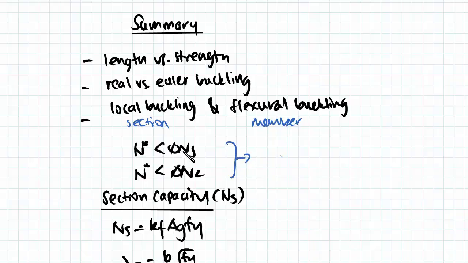Remember that we always want our columns or members to have sufficient capacity to support our design loads. So we always want capacity to be greater than our loads. That's true for both our section capacity and our member capacity.